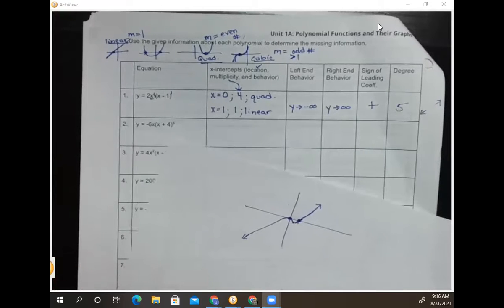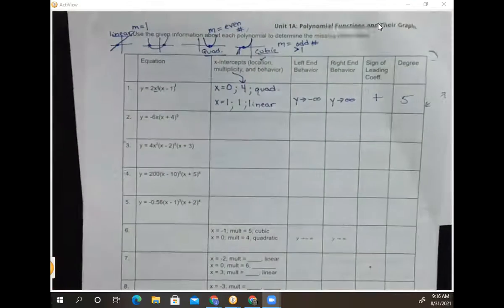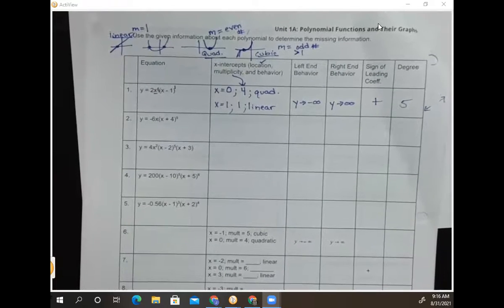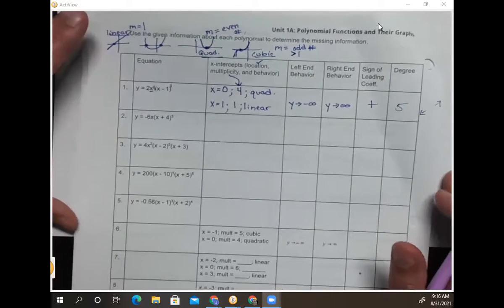That graph gives me a lot of information, okay? That's why we care about this stuff, because that's information that we're going to want to use for the next stuff that we're going to do. Questions for me so far? Okay, let's take a look at number 2.